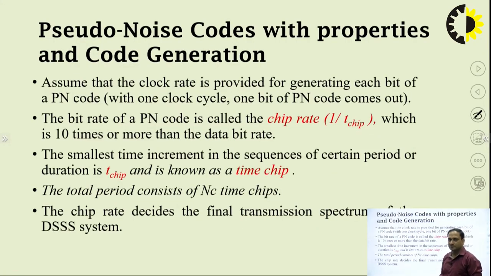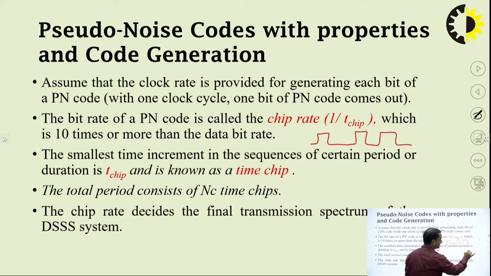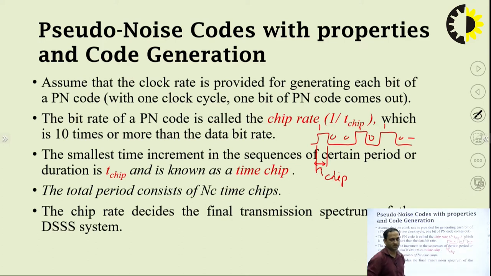So there are a few points we have to take care of when we talk about PN codes and their generation. As I said, the PN code may not be any random sequence; there is a pattern to it. I am just taking an example like 1001010. If this is a PN sequence, then this duration is the chip. We call this one chip of the PN sequence, right? So the PN sequence is 1010 kind of thing, and the duration of one bit in the PN sequence is called the chip.